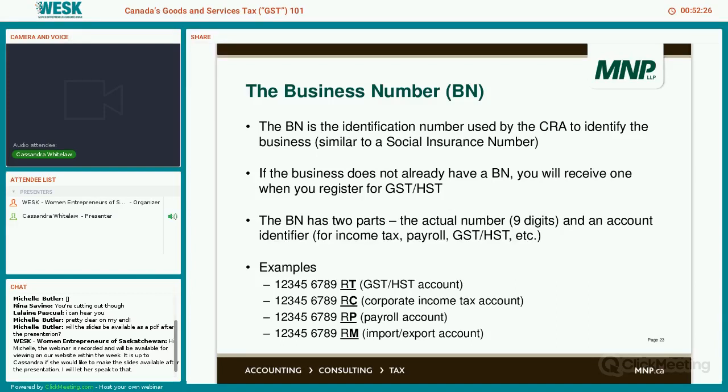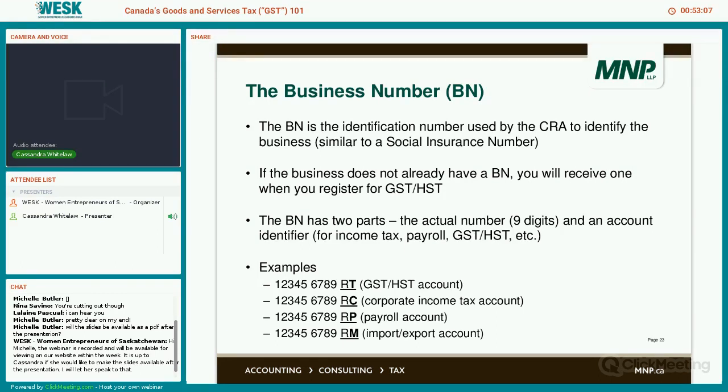So the business number is essentially an identification number used by the CRA to identify your business. This is similar to a social insurance number for individuals. Generally, if you're incorporating a business in Saskatchewan, Information Services Corporation will issue you a business number automatically. But if your business doesn't have a business number already, you will receive one when you register for GST or HST. It's really important to keep in mind that if Information Services Corporation has issued you a business number, this doesn't mean that you're registered for your GST or your payroll or anything like that. You have to set those up separately.